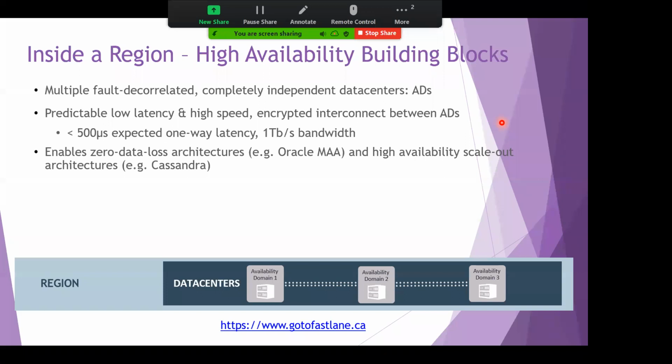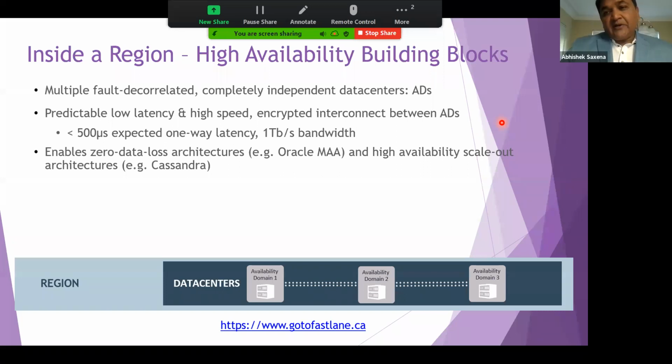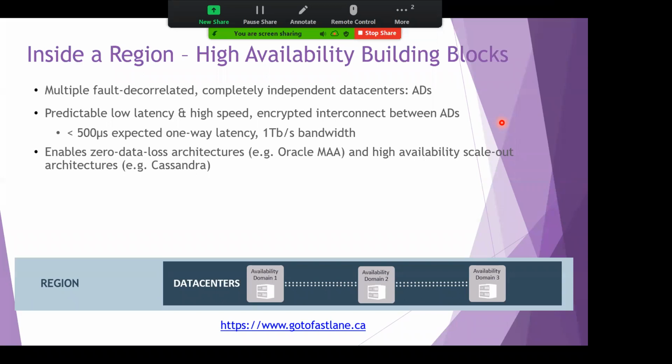A few concepts that are written over here and not to be discussed today are zero data loss architecture, what is called MAA, maximum availability architecture, and highly available scale-out architectures like Cassandra.